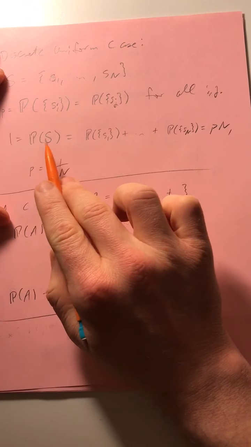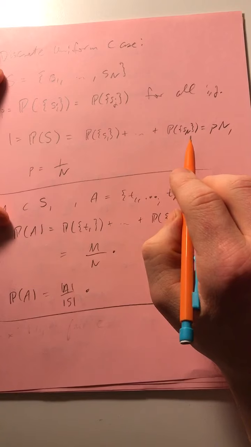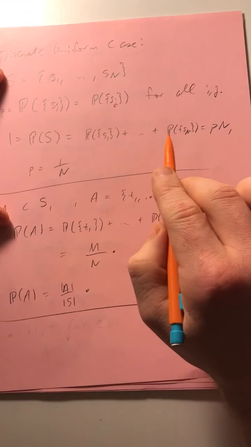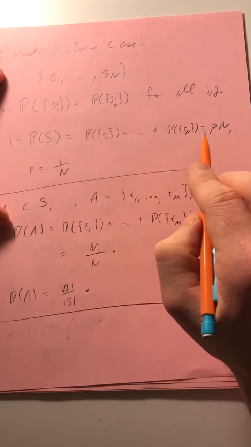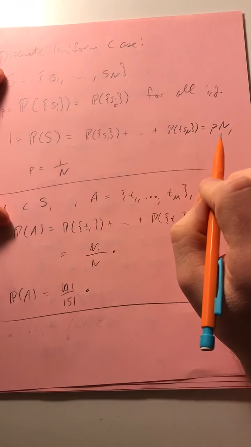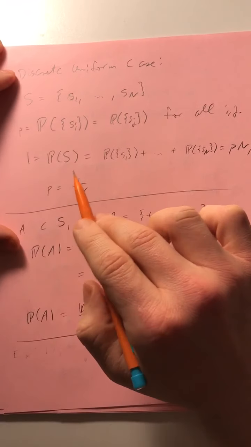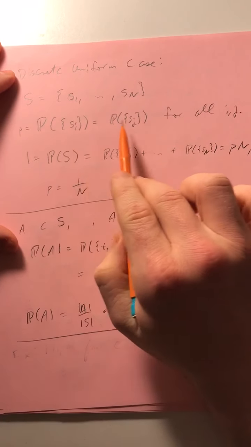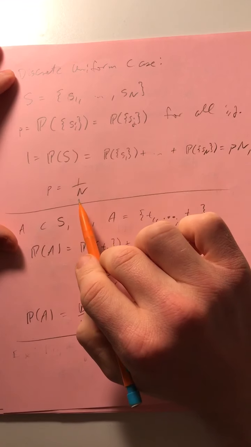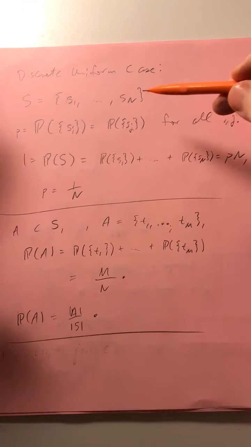That's the probability of the sample space, which is the sum of the individual probabilities of the disjoint events, which is p times n, because each one of these individual singleton events has probability p, and there are n of them. So that's p times n, and so p is 1 over n. And probably we could have said that if these things are equally likely, then the probability of each one is 1 over n without any kind of computation in between. Okay? This is the discrete uniform case.